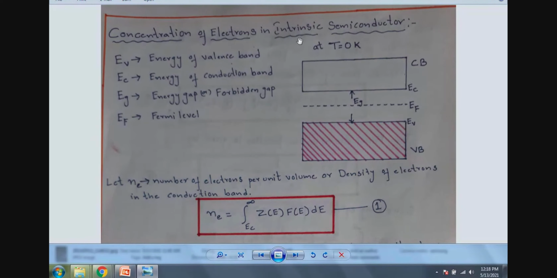So we are maintaining the temperature at T equal to 0 Kelvin. You can see here this is the energy at the top level of the valence band, that is called EV. EV is nothing but the energy of the valence band at the top layer, top level. Similarly, EC is nothing but the energy of the conduction band, which is the bottom level, that is represented as EC.